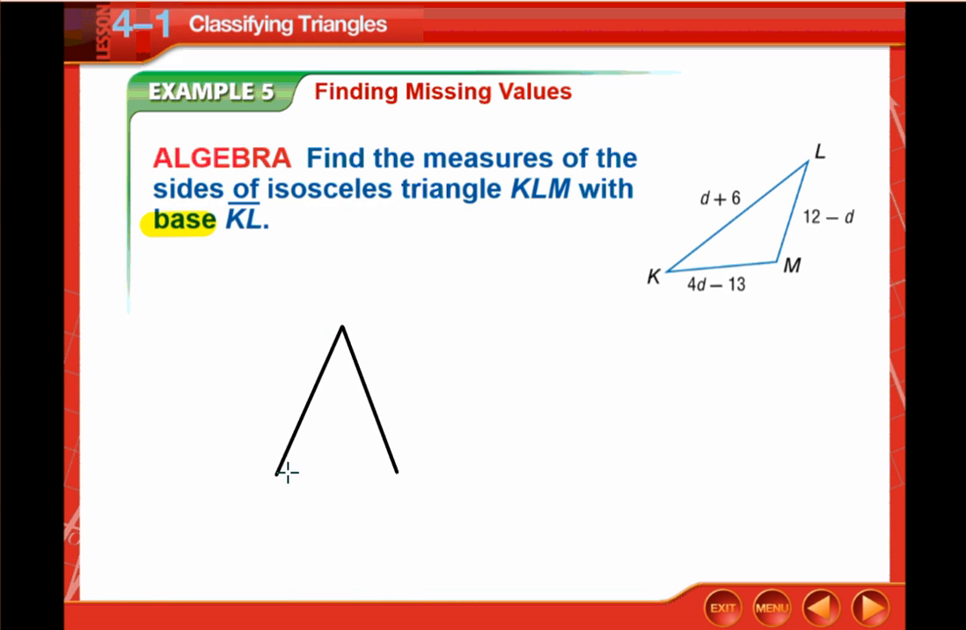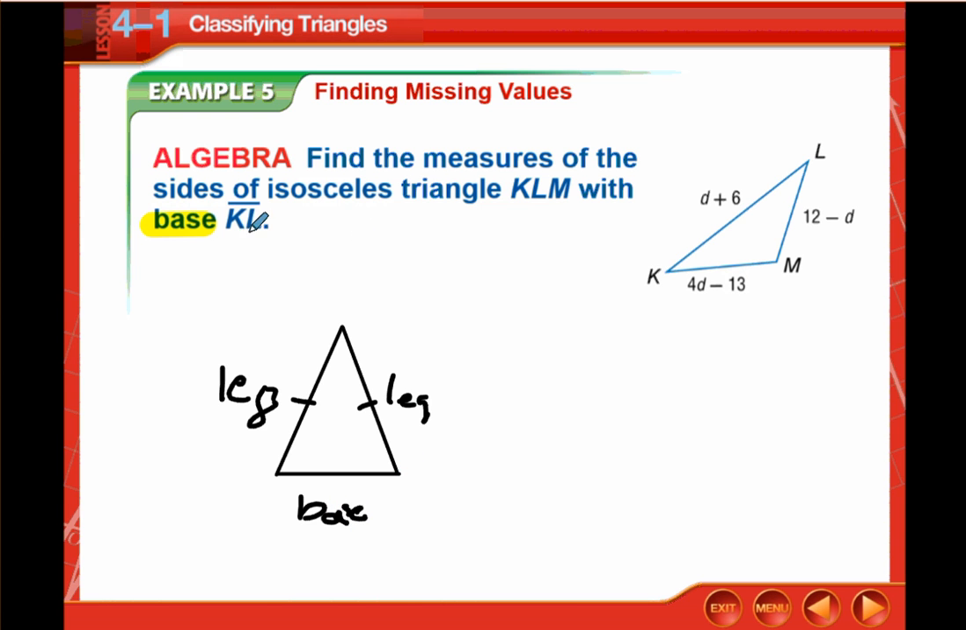So an isosceles triangle always has two legs and a base. The legs are the sides that are congruent. So the two legs of an isosceles triangle are always congruent to each other. And then the third side is called the base, and that's the non-congruent side of an isosceles triangle.